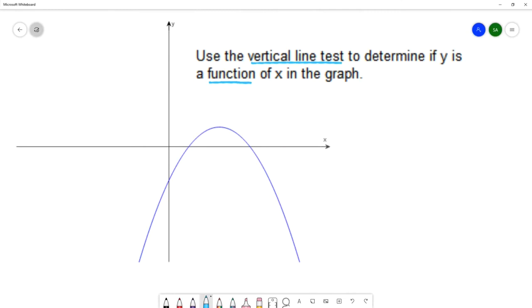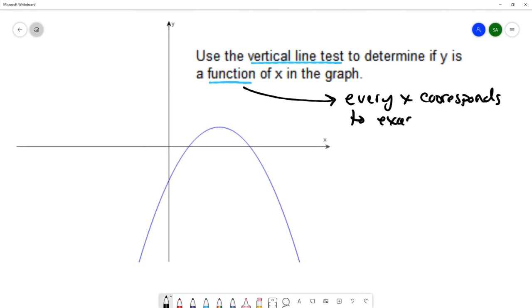Now, when an equation or graph represents a function, that means that every x corresponds to exactly one y. So for the definition of a function, every x corresponds to exactly one y.